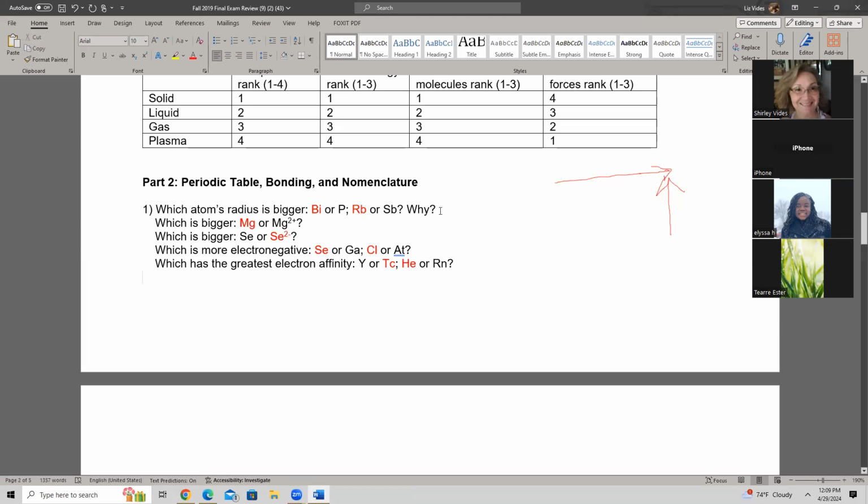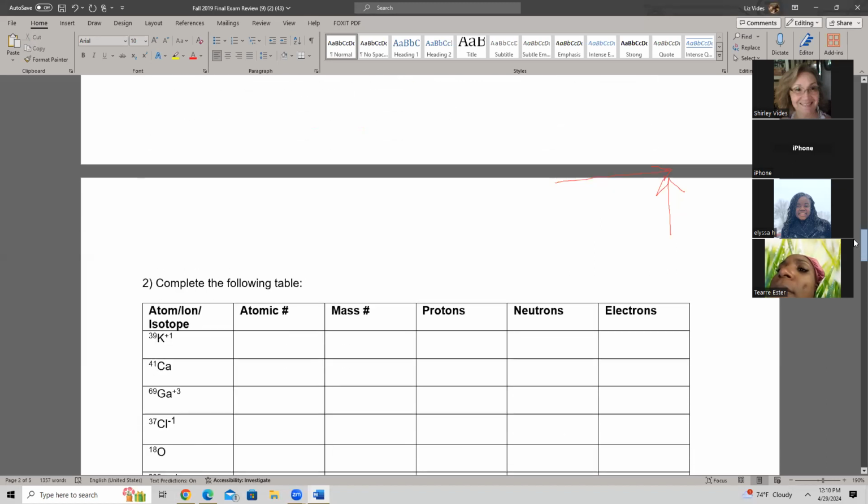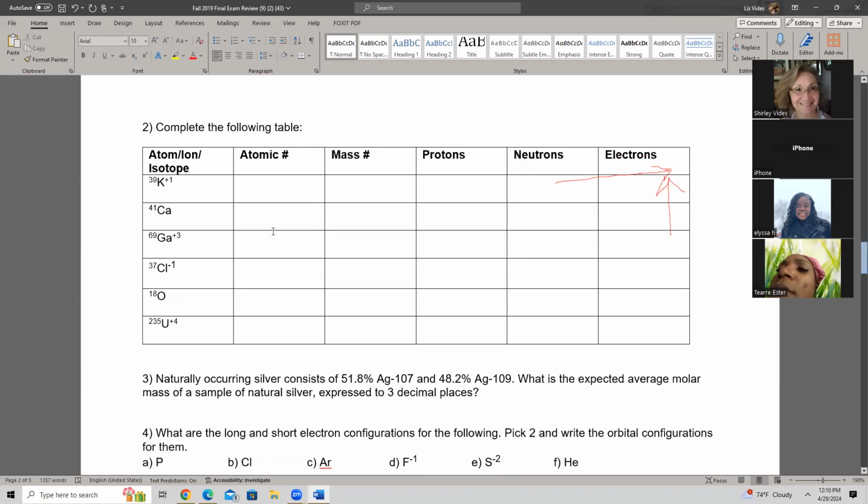And notice it says why. All you have to do is explain that, as you know, an atom gets bigger as you go to the left and down. So that's all. That's all you need to say for that. All right, now we're going to do a beautiful table that you guys love to do, don't you?